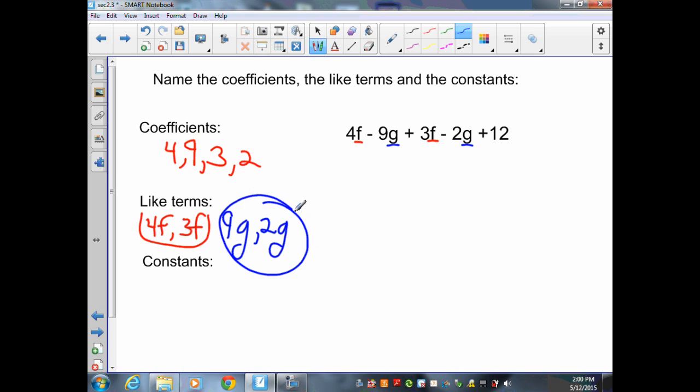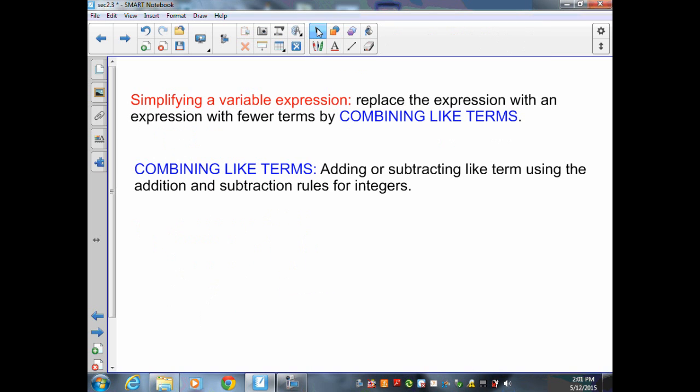So I have two sets of like terms. And I have one constant, which is 12. Now that we know those terms, we want to simplify variable expressions. And simplifying a variable expression means to replace the expression with an expression with fewer terms by combining like terms. Combining like terms means we're going to add or subtract like terms using addition and subtraction rules for integers.